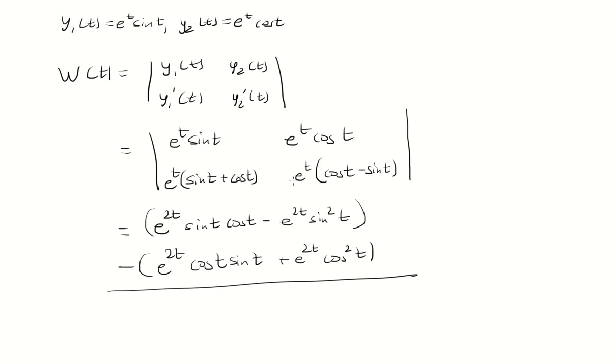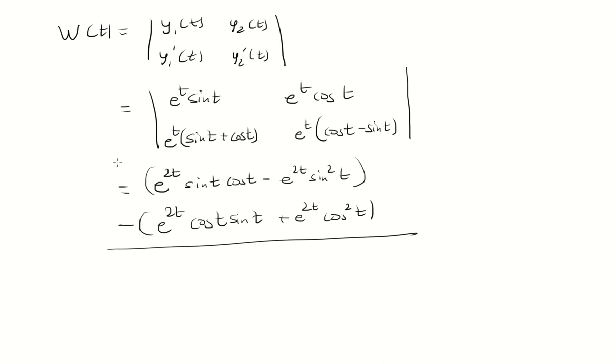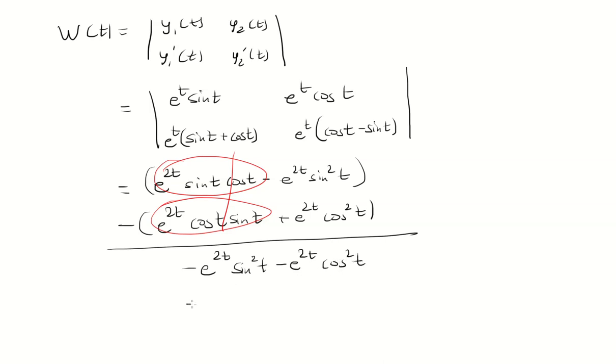And now we're going to subtract. So notice the first two terms here, we are going to cancel. So we have negative e to the 2t sine squared t minus e to the 2t cosine squared t. Factor out a negative e to the 2t. We have sine squared plus cosine squared, which we know equals 1. So this will just equal negative e to the 2t as our Wronskian.